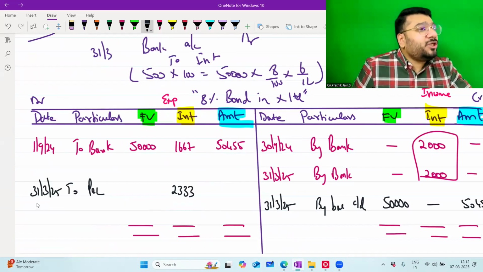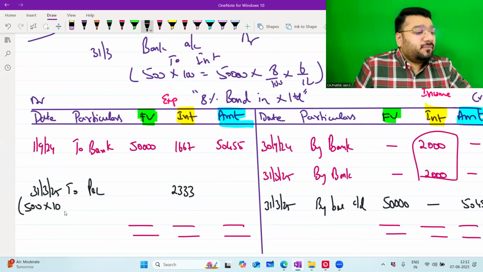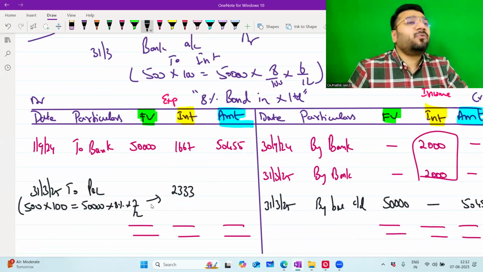Now let's do a calculation to cross-check whether our calculation is right or wrong. 50,000 rupees you invested. Ram invested for how many months? 7 months. So 50,000 into 8% into 7 by 12. Are you getting this? Please confirm. Hence proved.